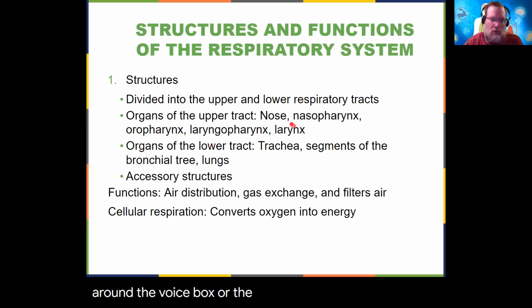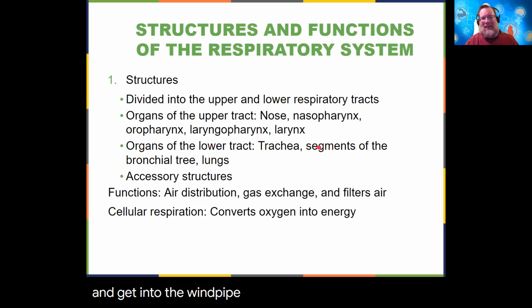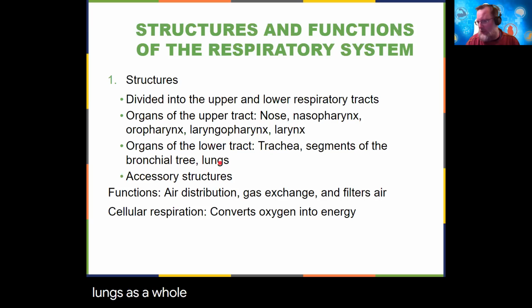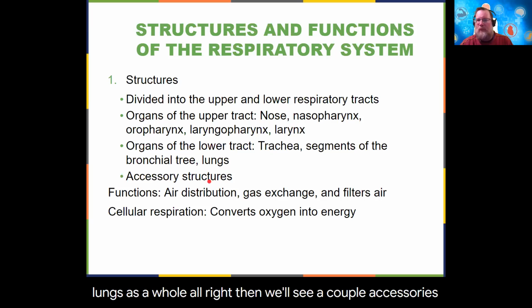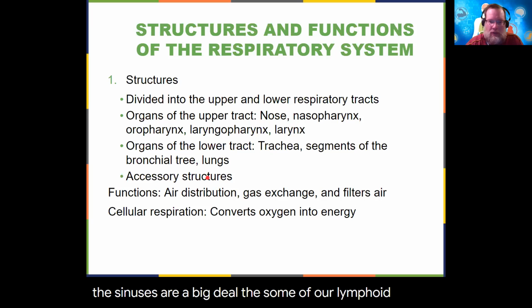So we'll take a deeper look at those, and then we'll dive down into the lower tract and get into the windpipe a little bit, and then the segments of the bronchial tree. And then, of course, we'll look at the lungs as a whole. All right, and then we'll see a couple accessory structures. We see the sinuses are a big deal. Some of our lymphoid glands that we saw, the tonsils last week, those are accessory structures to respiration as well.